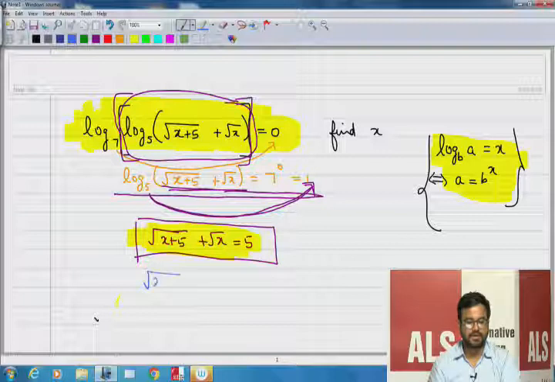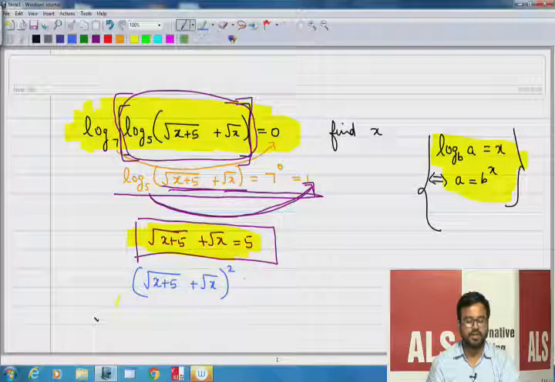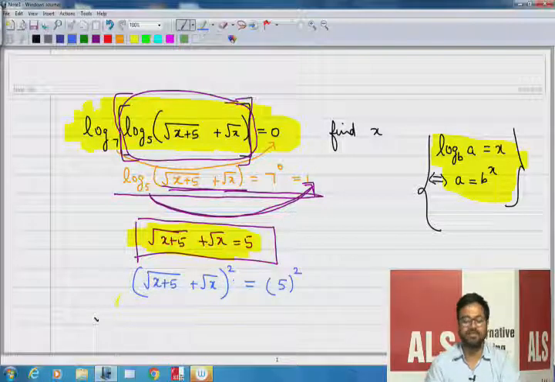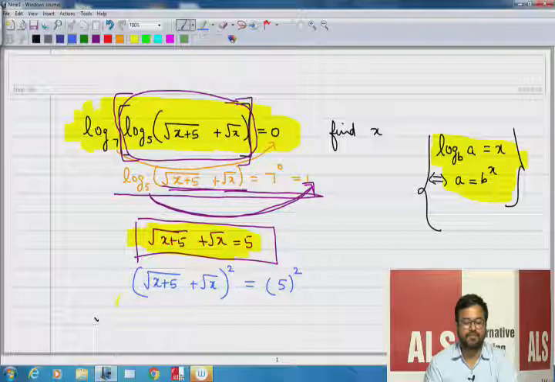This is the equation, root of x plus 5 plus root x. I am squaring on both sides. Squaring on both sides will eliminate the square root symbol. So squaring on the left hand side and squaring on the right hand side. This is the first step to solve these types of equations in which we have the variable in the square root. Now on the left hand side you can see it is like a plus b whole square.